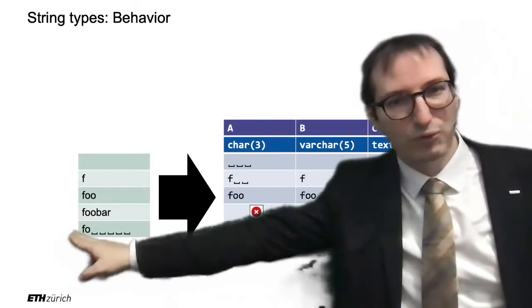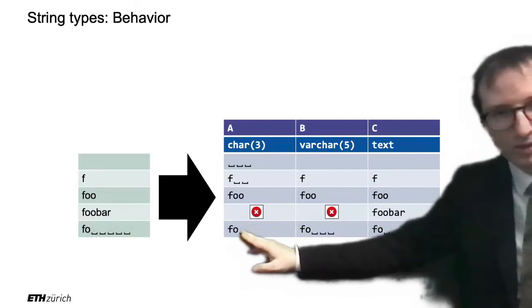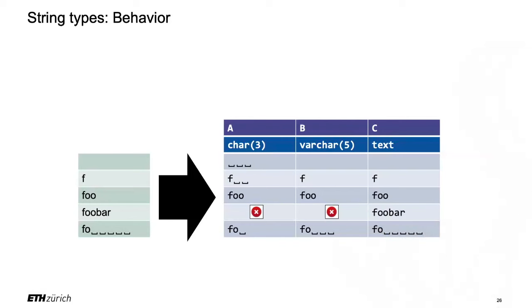And if you put foo with extra spaces, then it's going to truncate the spaces. So here is going to just keep 1. Here is going to truncate to 5. And here it's not going to truncate anything. For whom does that make sense?